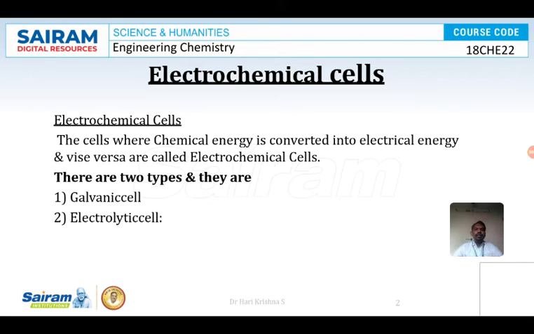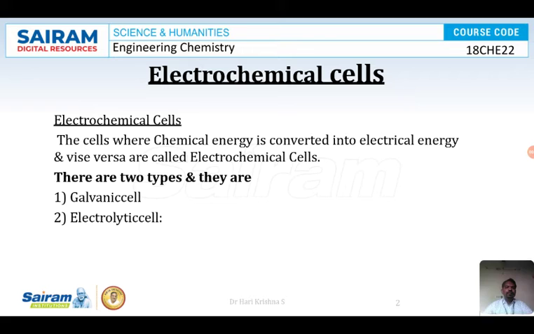Electrochemical cells are the devices which convert electrical energy into chemical energy and vice versa. The devices which convert chemical energy into electrical energy are called galvanic cells. So electrochemical cells are divided into two types, galvanic cells and electrolytic cells. Galvanic cells are the cells where chemical energy is converted into electrical energy.